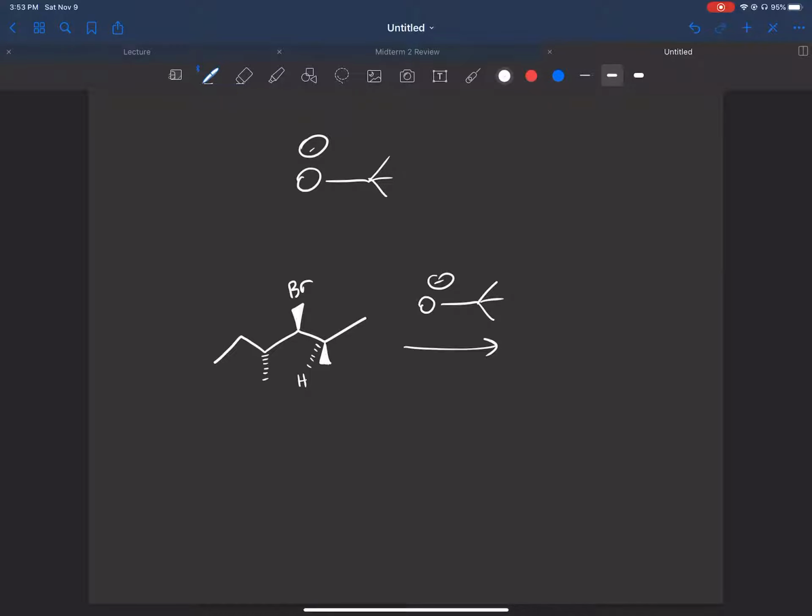So we have tert-butoxide. Again, we have a carbon surrounded by two carbons, with the secondary leaving group. The two carbons next to it are equally substituted, right? One has a wedged methyl with a dashed hydrogen, and the other one is a dashed methyl with a wedged hydrogen. Let's just draw that hydrogen there. Okay.